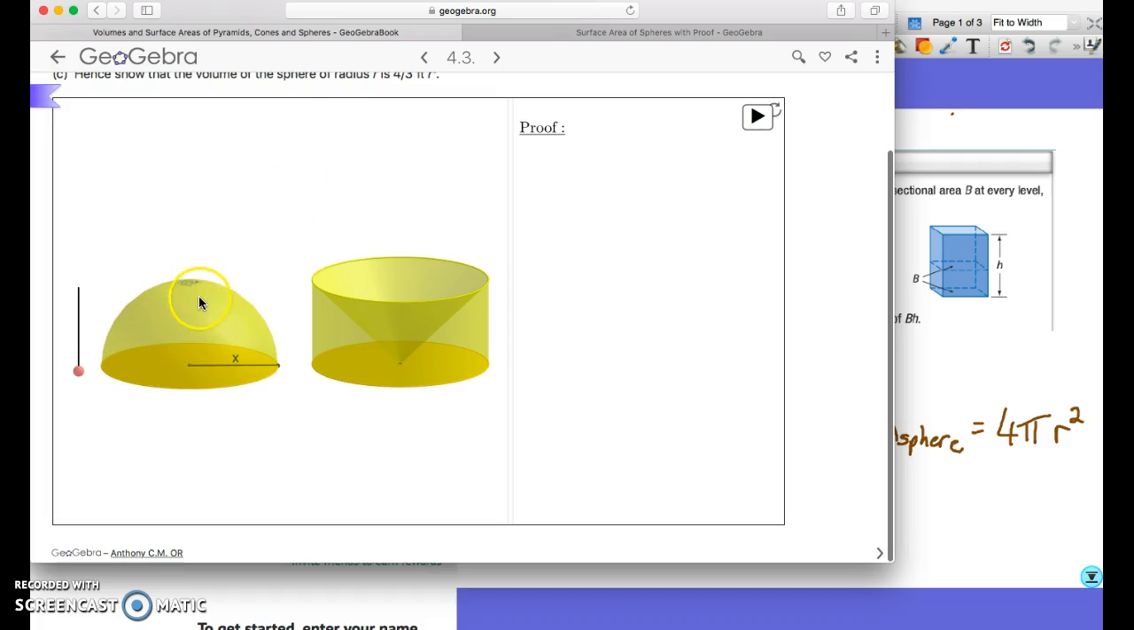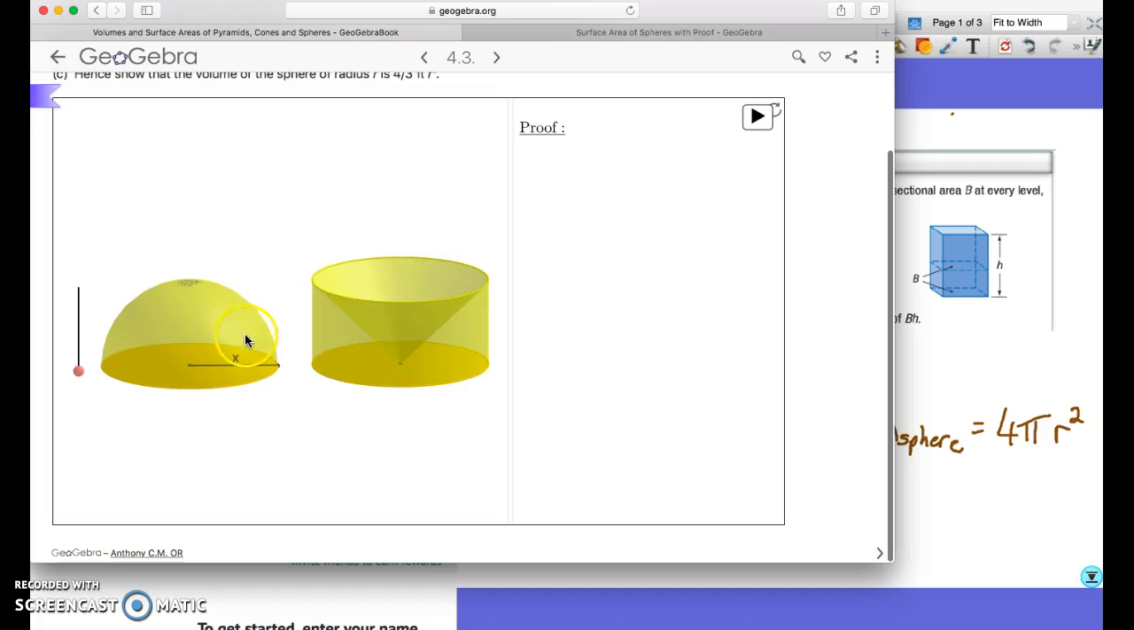So we're going to start off with this shape over here, and what we actually have here is a hemisphere, so half of a sphere. Next to it we have a cylinder, and taken out of the cylinder we have a cone. Keep in mind the formula for the volume of a cylinder is pi r squared h, so pi r squared for the base and h for the height. For the cone, which we demonstrated before using Cavalieri's principle, the volume is 1/3 base area times height. The base is a circle, so 1/3 pi r squared times h.